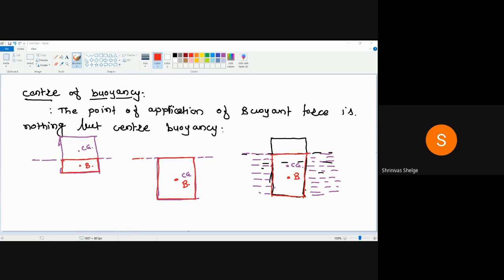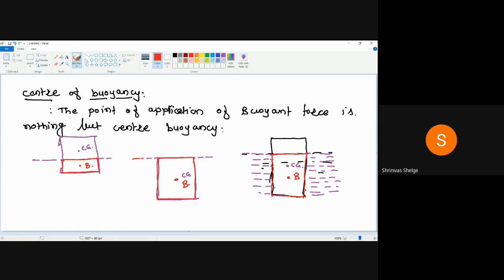One more thing I want to tell you here. Our focus here is on the buoyant force. Whenever we want to find out or study the buoyant force, first we have to define that force. Defining the force means we have to define the location of the force, the point of application of the force. We have seen the center of buoyancy is nothing but the point of application of the force. So that we have seen.